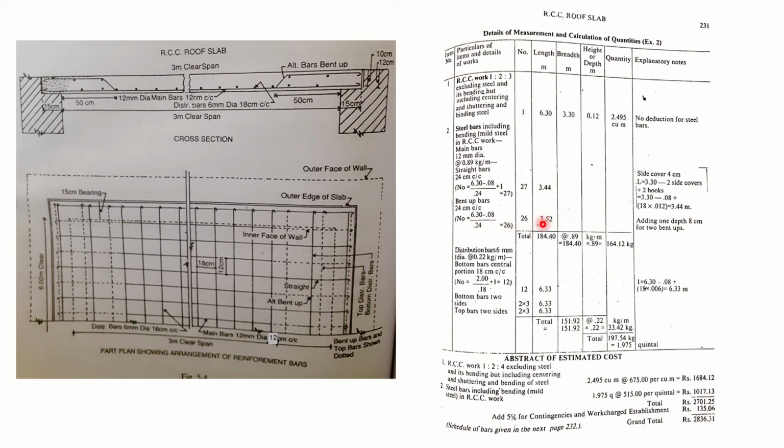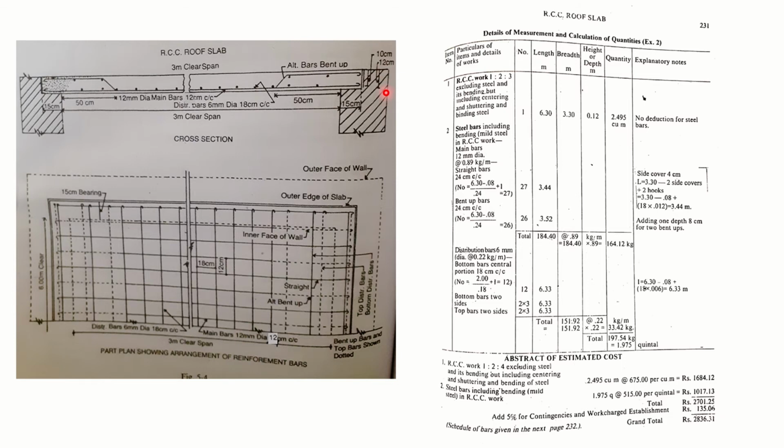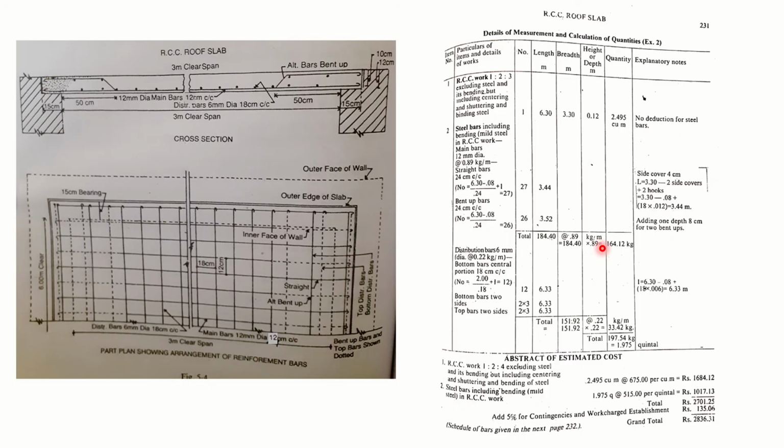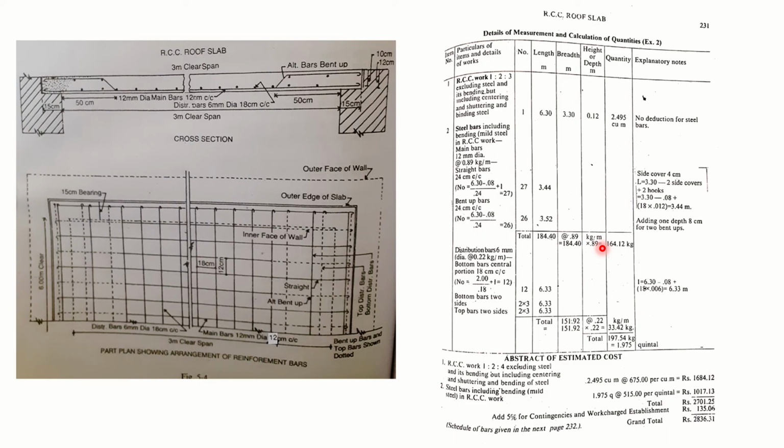One additional length will come as the depth, that is 8 centimeter. How did we get this 8 centimeter? 8 centimeter is 12 centimeter of depth of this slab minus the cover of 2 centimeter and 2 centimeter from both sides, which gives us 8 centimeter. So 3.44 plus 8 centimeter gives us 3.52 meter, and in total we get this total weight of the steel bars of 12 mm dia.